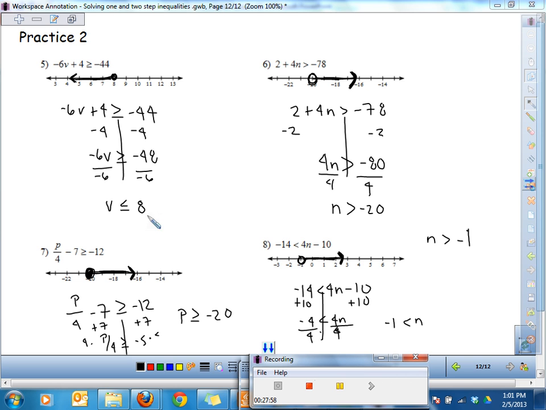This one, you divided by a negative 6 at the end, so you had to flip your sign. This one you divided, but you divided by a positive, so you did not flip your sign. This one, you ended up multiplying by a positive. You did not flip your sign. Even though this was negative, you were multiplying by a positive. And then this last one, you were dividing by a positive, so you did not flip your sign, but you had to rewrite it in order to graph it.